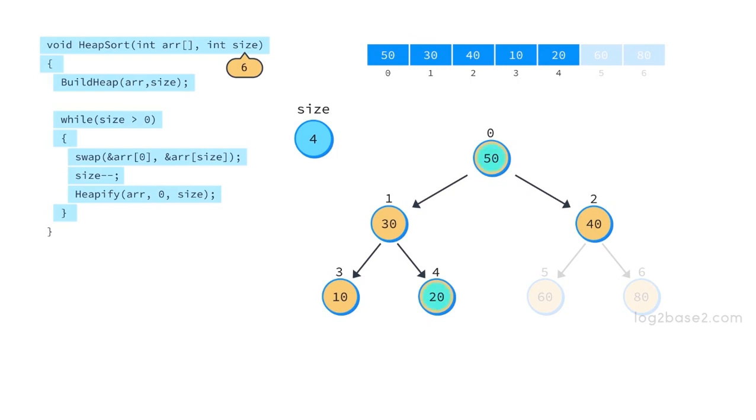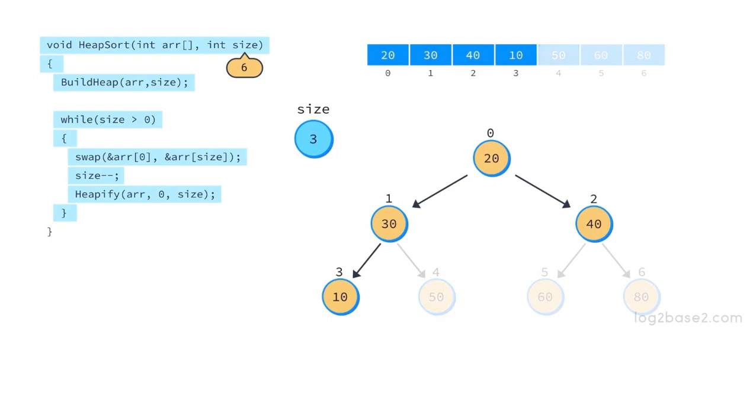So swap elements at index 0 and index 4. Now the largest element 50 is at the last position and 20 is at the first position. Now 50 is sorted. So reduce the array size by 1. So size is equal to 3 now.